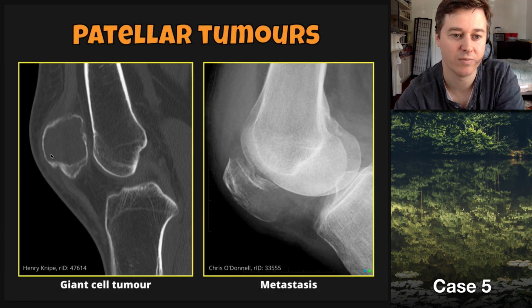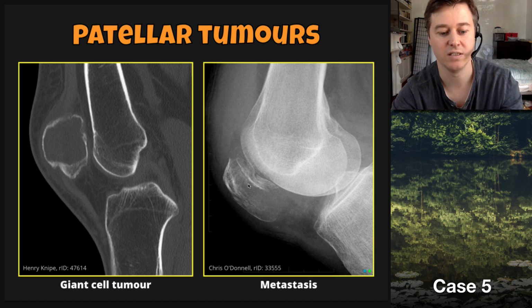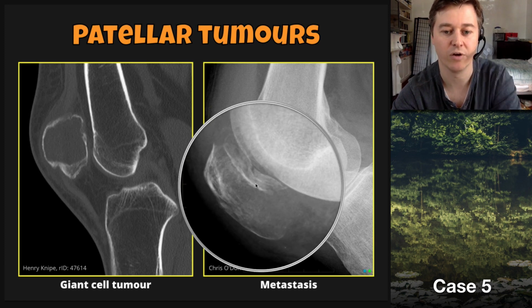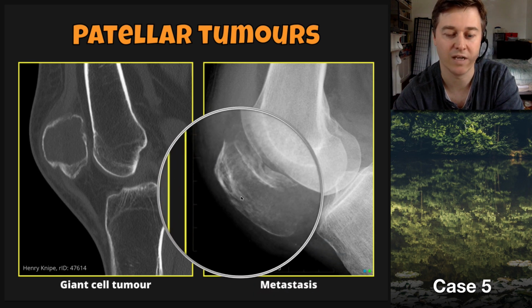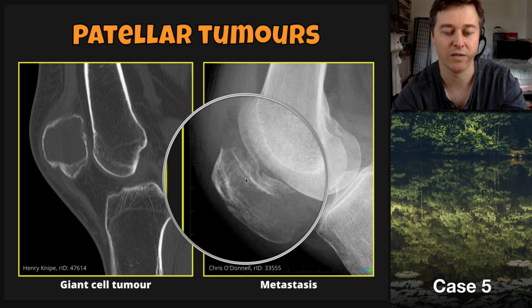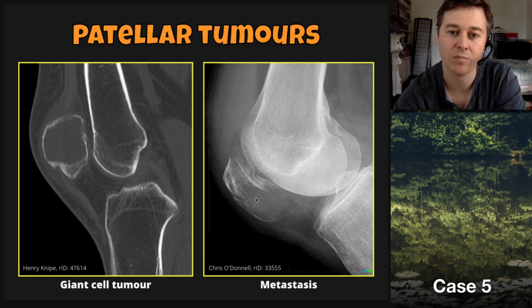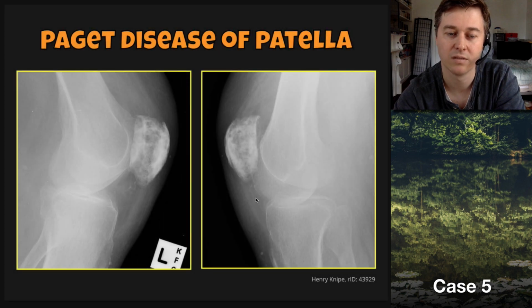Here's just another couple of examples from the website. So here's a giant cell tumour, and here's a metastasis. This one looks more aggressive, doesn't it? You can't see the cortex here. It's eroded. It's got a wide zone of transition, so that looks much more like an aggressive pathology. Cool. Any questions on that?